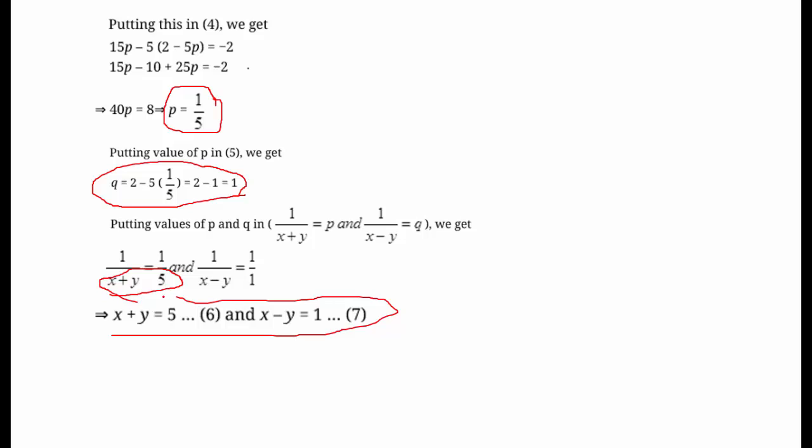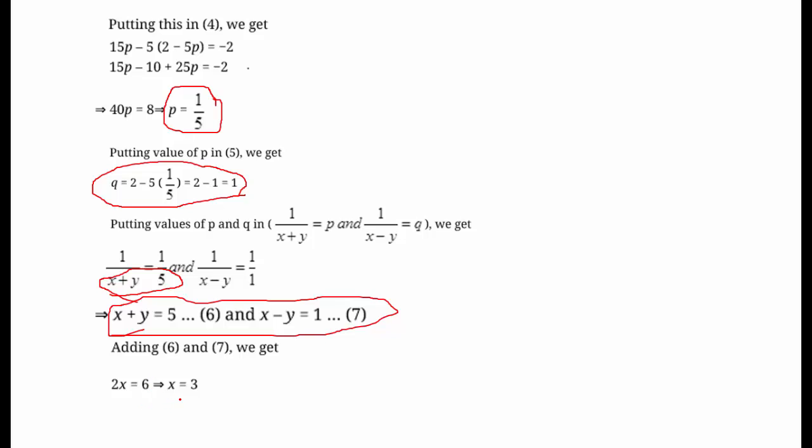Now solve these equations by the elimination method, because here the elimination method is very easy. We will just add both equations, y will be eliminated and x will become 3. Adding 6 and 7 we get 2x equals 6 and x becomes 3.